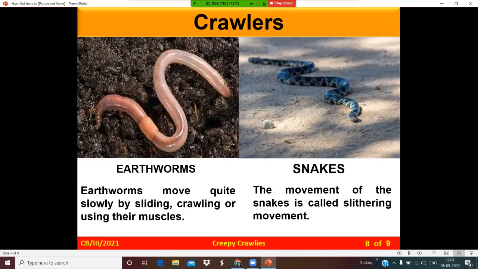Yes, see, as they do not have legs, they walk like this. Now, you will not call it walking. It is a movement. Okay. Now, the movement of the snake is called the slithering movement. See, the way they move is called the slithering movement.